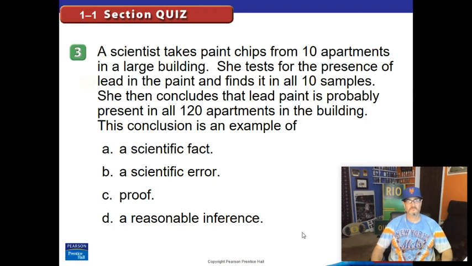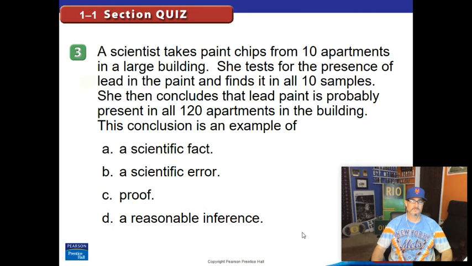A scientist takes paint chips from 10 apartments in a large building. She tests for the presence of lead in the paint and finds it in all 10 samples. She then concludes that lead paint is probably present in all 120 apartments in the building. This conclusion is an example of scientific fact, scientific error, proof or fact, or a reasonable inference.